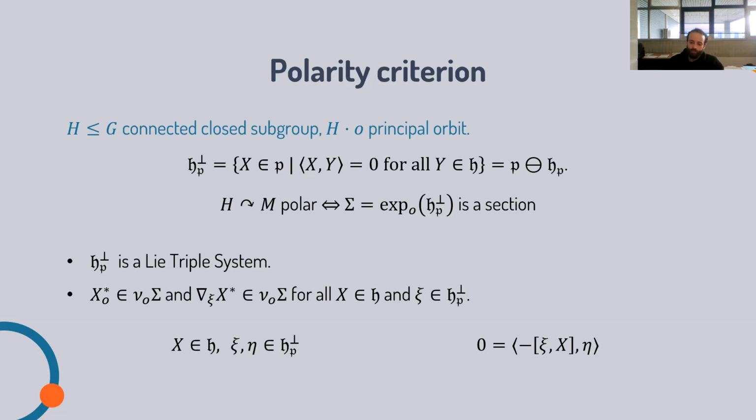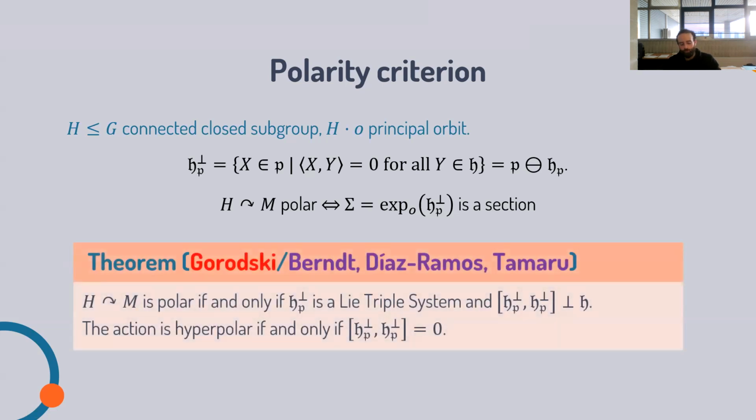So we can always change the xi to the other side as long as in the compact case we change the minus for a plus sign, or in a non-compact case we leave the minus sign as it is. So by using this new formula, we can reinterpret this local condition as all elements of the algebra H being orthogonal to all possible brackets of elements in H hyperb. And this is precisely what appears in a theorem proved by Gorodski for the compact case and Berndt, Díaz-Ramos, and Tamaru for the non-compact case, which is exactly what we've arrived at.